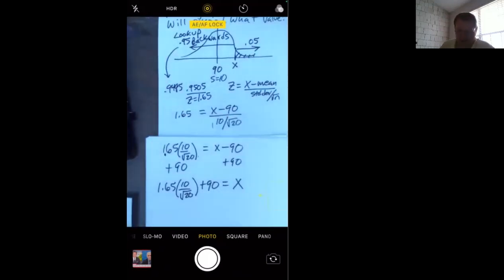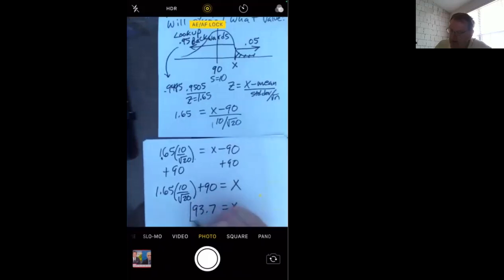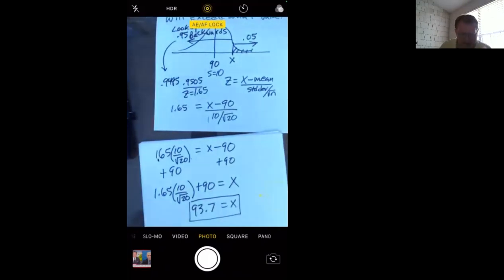I'm not going to bother to show the screen. Hopefully y'all can punch it in: 1.65 times 10 divided by the square root of 20 and add 90. 93.7, I guess. 93.7 words a minute, you've got 5% bigger. Questions about that?